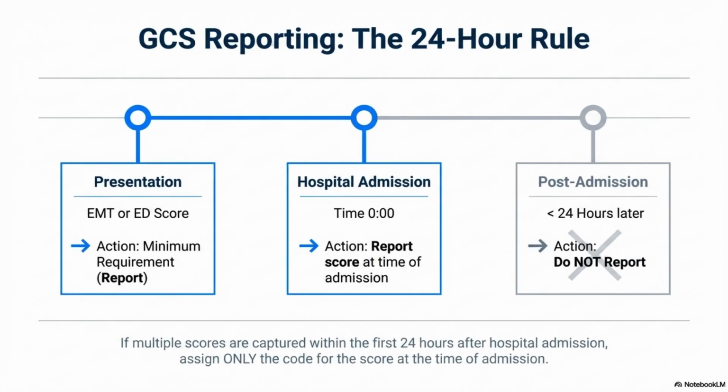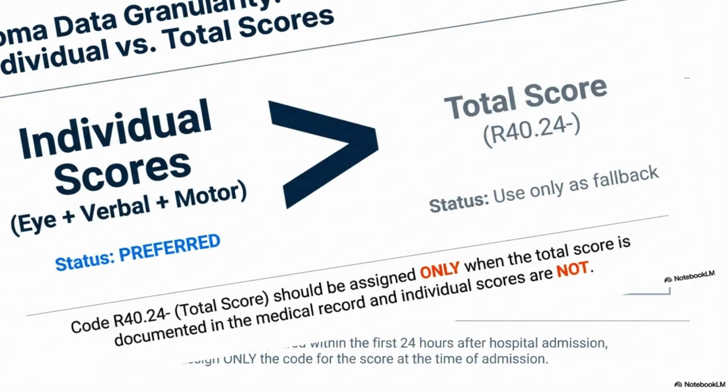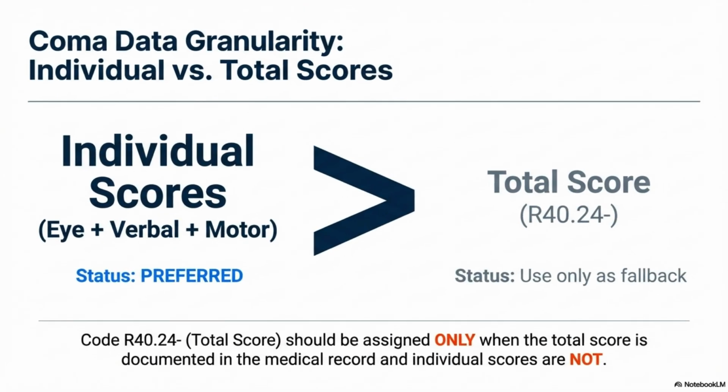When multiple GCS scores are documented within the first 24 hours after admission, we only report the score at the time of admission. Pre-hospital scores, like those from EMS, may be documented, but they're not coded unless they represent the admission score. This rule keeps the data consistent and comparable across encounters. Whenever possible, we want to capture the individual GCS components, eye, verbal, and motor, because they give us the most detail. We only use the total score when the record includes the total but doesn't break down the individual components. So think of the total score as a fallback option, not the preferred method.